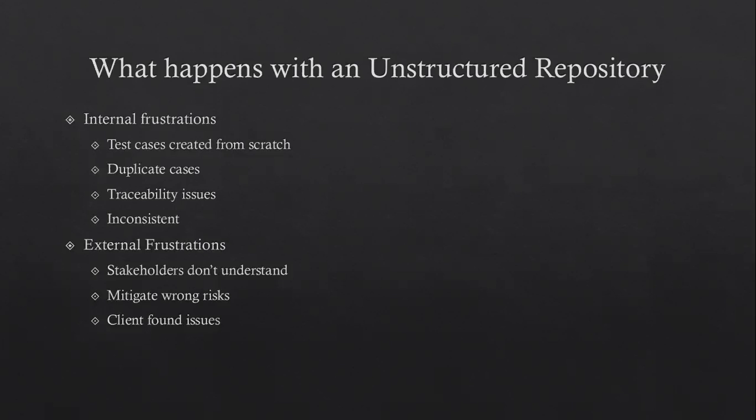And with that, you have external frustrations where the stakeholders don't understand what the test cases are, what's being tested. Sometimes we might be mitigating the wrong risk. You might be testing something that, based on what the test case says or what is being used, is not what should be used. And then in the end, when those two issues happen externally, you're going to have clients finding issues, not just in user acceptance testing, but in production. You're going to have clients calling in to the support department with issues.